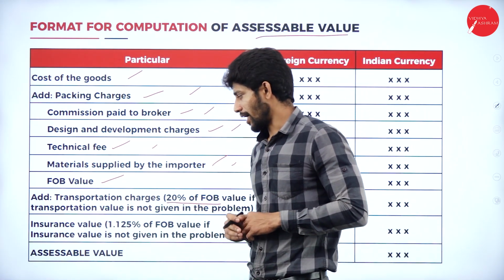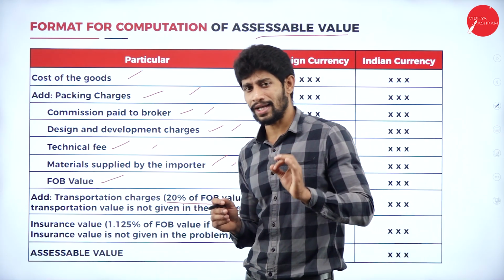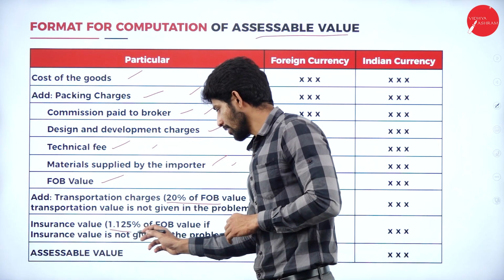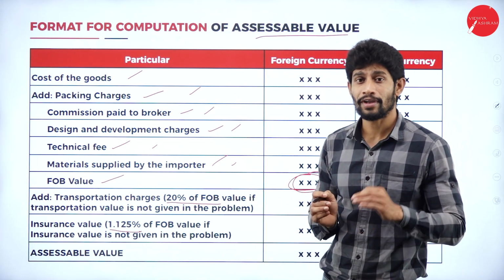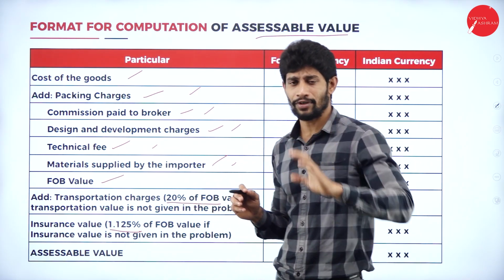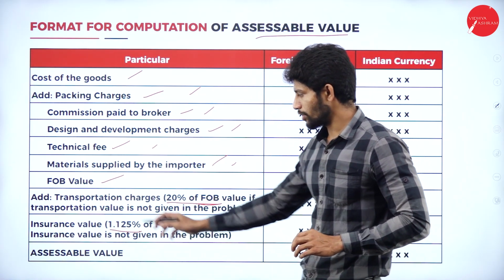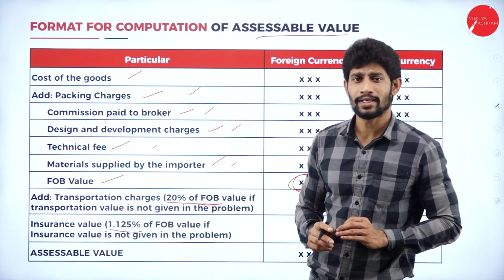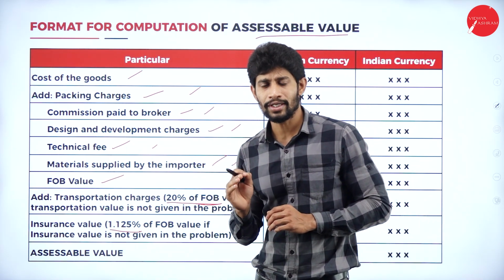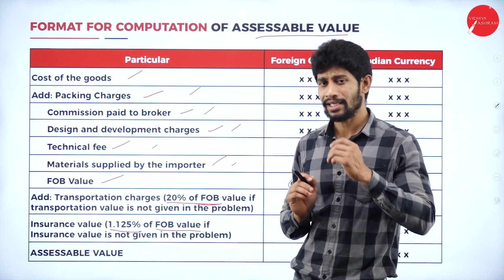Next, insurance value. If the insurance value is given, take the given value. If it is not given, then you are supposed to take 1.125% of FOB value as insurance value. To recap: if transportation charges is given, you take the given value; if it is not given, 20% of FOB value. Insurance value, if given, you take the given value; if it is not given, 1.125% of FOB value will be considered as the insurance value.